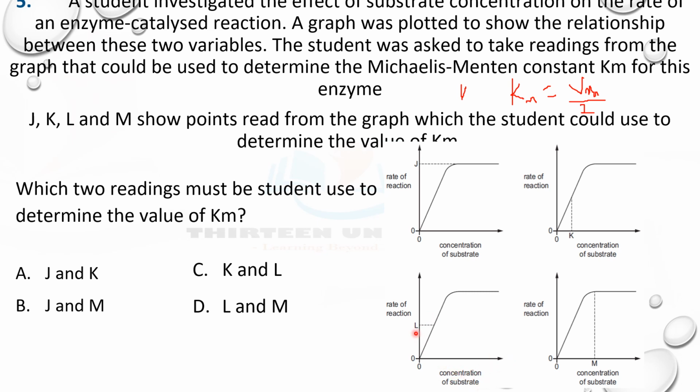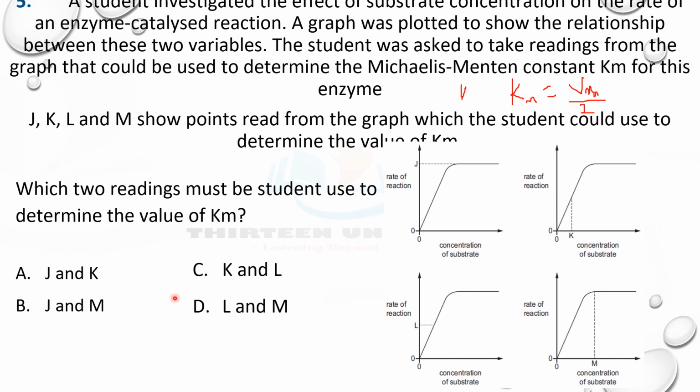So what you do is trace it and extrapolate it down to substrate concentration, and the only point that shows that is K. We need L, we need K, and we also need J, but if we check the three of them, the most important ones are L and K. L is half of the Vmax, and K is the Km itself, because it is the substrate concentration at half Vmax.